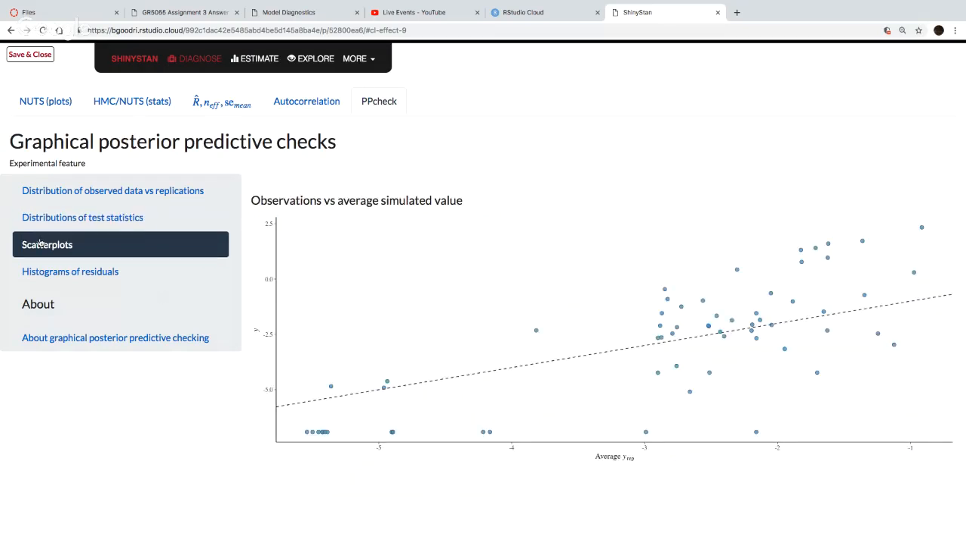You can do scatter plots for the average of the posterior predictions versus the actual values. And certainly you've got a lot of spread at the top end, but also a lot of clumps of points at the low end that your line is just not intersecting through.